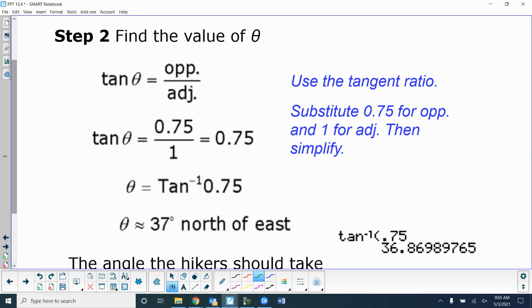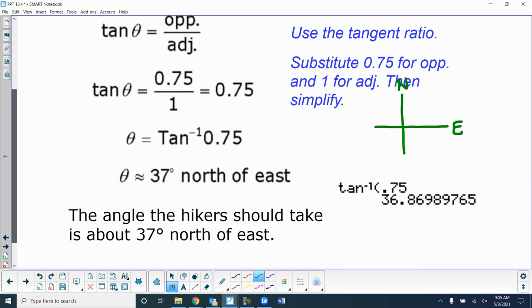Okay. So east is over here, north is here, right? So 37 degrees north of east. So that's the direction they should go to get to where they want to be. Make sense?